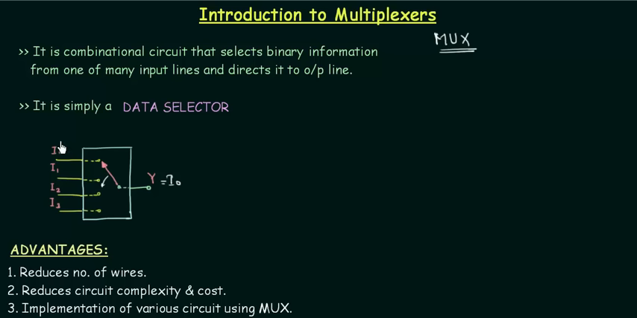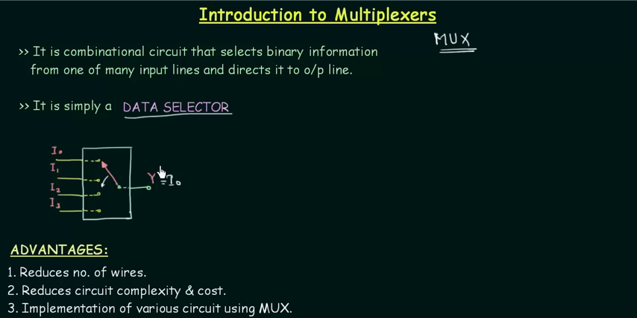So you already know that these input lines have data, the information of some activity, and by moving this dialer we can have a particular line carrying particular information selected as the output Y. So why not call it simply a data selector, because it is selecting data.